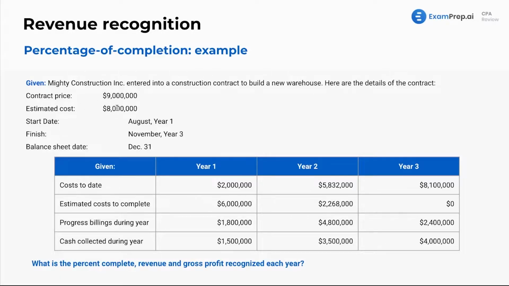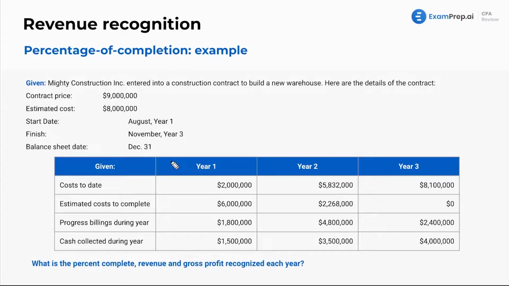Estimated cost is 8 million. So our gross profit immediately we can see is 1 million. The start date is August year 1. Finish is November year 3. Balance sheet date is December 31st. Awesome. Now with these questions, I immediately rush to cross out unnecessary information.